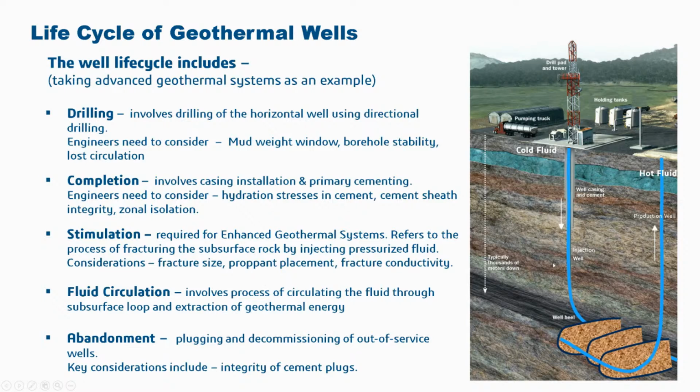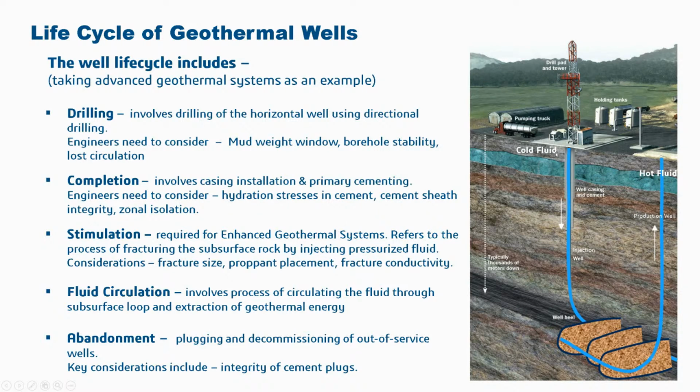Once you have drilled the well and created the fracture, you initiate what we call fluid circulation. The process of fluid circulation basically involves circulating a fluid through the subsurface loop and extracting the geothermal energy. Typically in a geothermal system, you have an injection well and you have a production well. You inject the cold fluid through the injection well and you produce hot fluid through the production well.